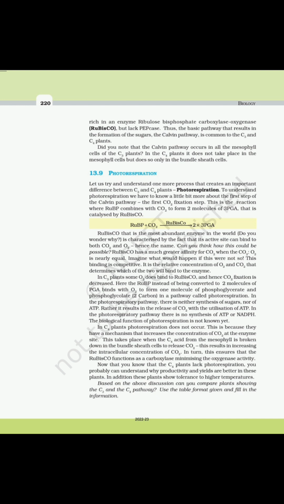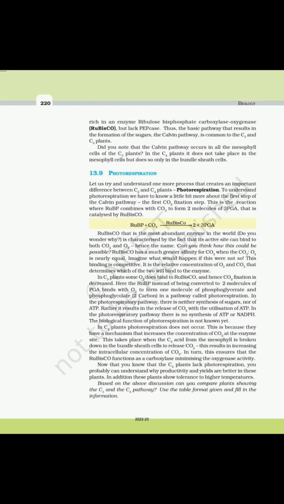The bundle sheath cells are rich in an enzyme, ribulose bisphosphate carboxylase oxygenase, Rubisco, but lack PEPcase. Thus, the basic pathway that results in the formation of the sugars, the Calvin pathway, is common to the C3 and C4 plants. Did you note that the Calvin pathway occurs in all the mesophyll cells of the C3 plants? In the C4 plants it does not take place in the mesophyll cells but does so only in the bundle sheath cells.